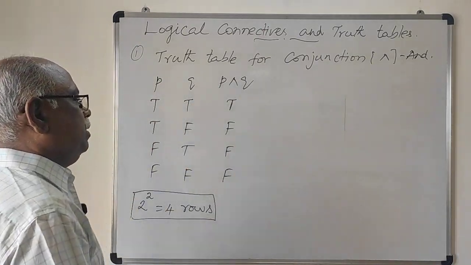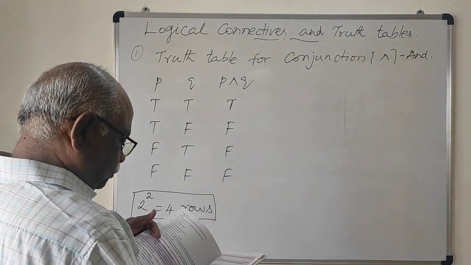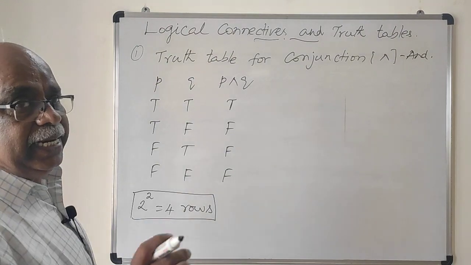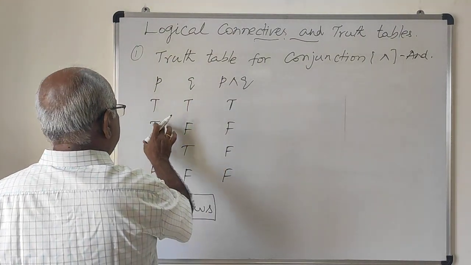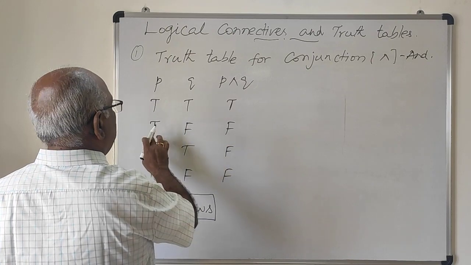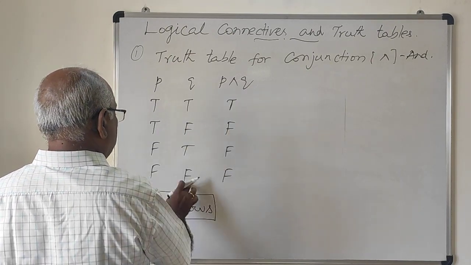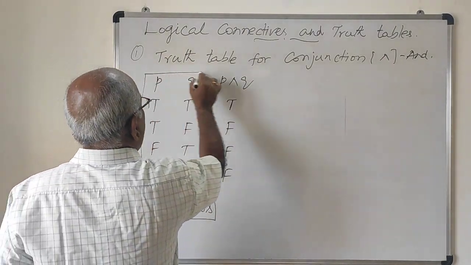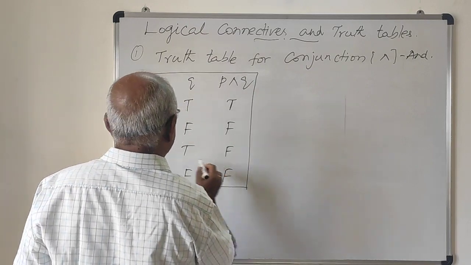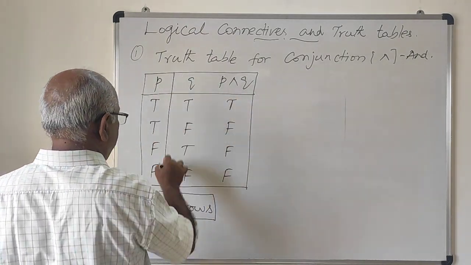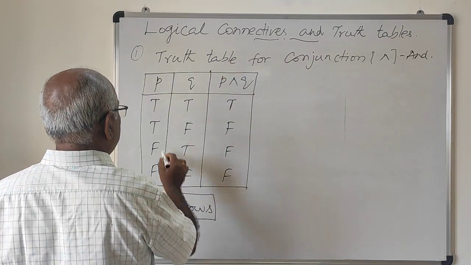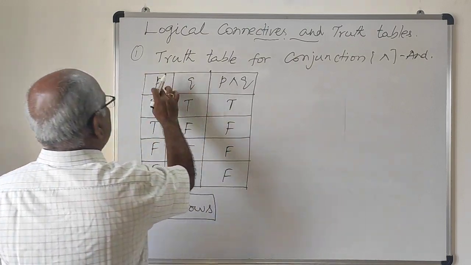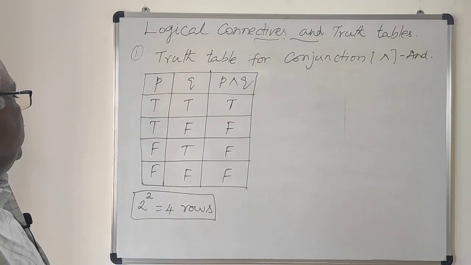This is a truth table. For conjunction, if both P and Q have truth values T and T, then the conjunction is T. For the rest, if any one of them is false, the statement P conjunction Q is false. If both are false, the conjunction value is also false. This is the truth table for conjunction. It has 4 rows because this table contains 2 variables, so we have 2 power 2, 4 rows.